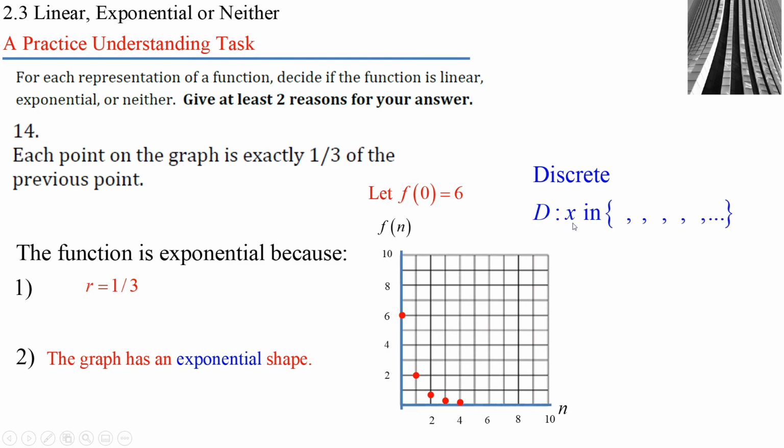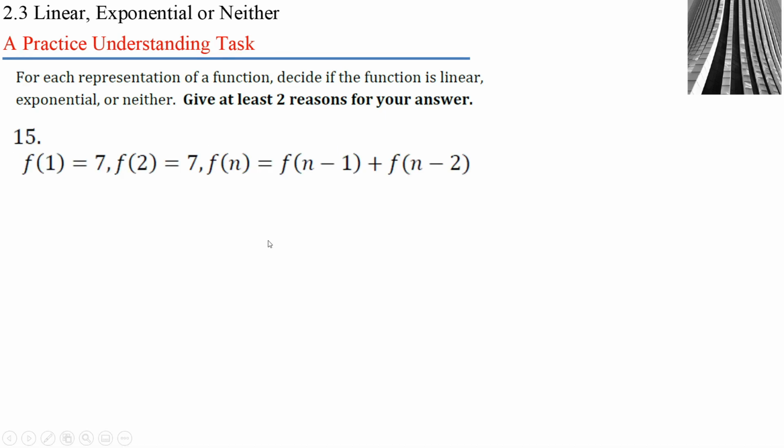So the domain will be x is in, and just look at my graph. My first x, or my n, in this case on the graph, would be 0, and then a 1, and then a 2, and then a 3, and then a 4, and so on, because this graph could keep going and going and going, and my dots would just get closer and closer and closer to this n axis right there. Awesome. All right, number 15.